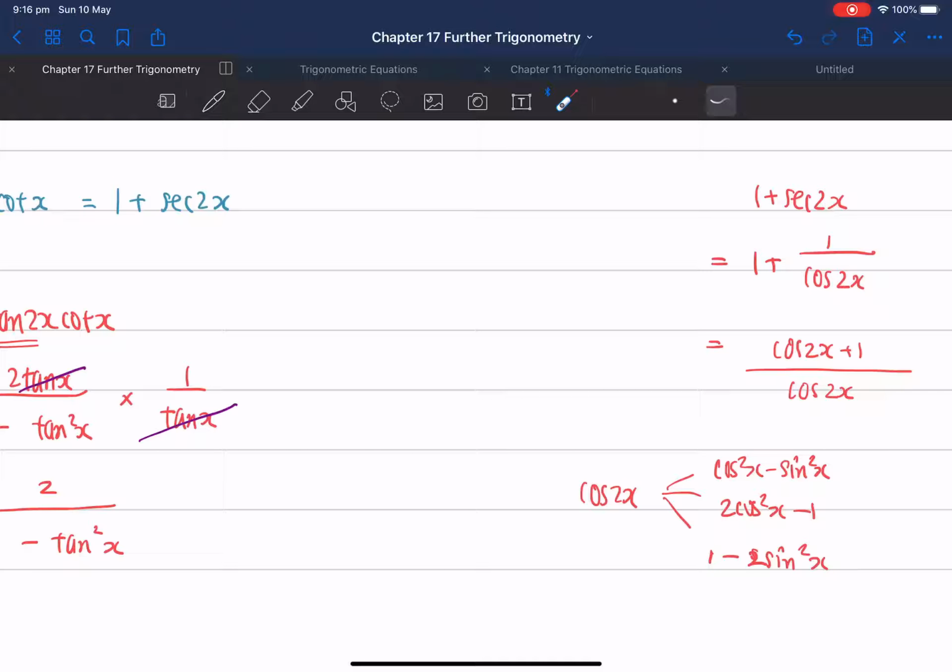What I want to do is use this part, cosine 2x, and I'm going to use that formula there to replace it. You'll see what happens. Let me just show you.